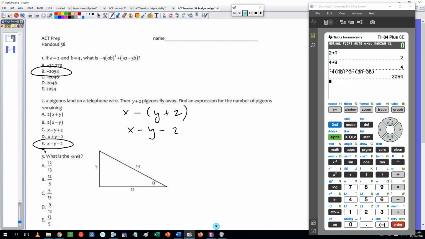What is the sine of theta? Sine is opposite over hypotenuse. So the opposite from theta is 5, and 13 is your hypotenuse. So 5/13 is the sine of theta. That is choice C.